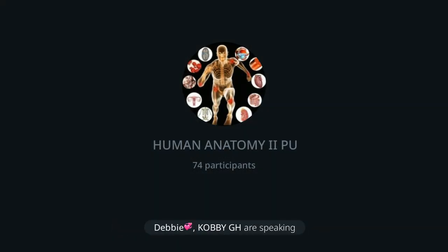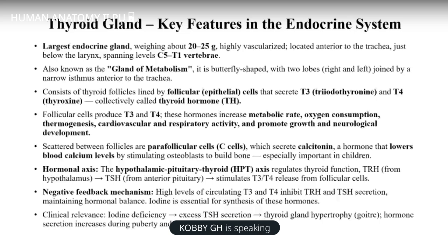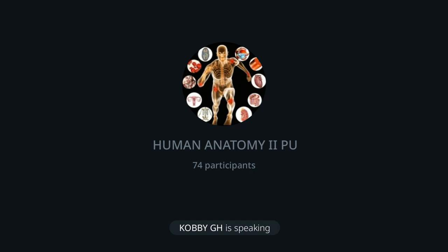Also the C cells. Please remember, because in exams, I can choose to use the C cells. So I can say, one of the following cells in the thyroid gland produces calcitonin. Then you will see parafollicular cells there, or I will use the C cells. So you have to know the names as well.